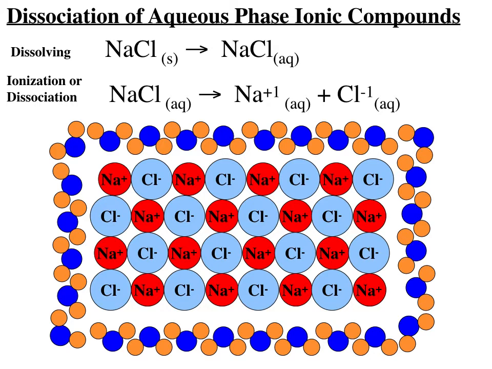Now, this might seem a little surprising to you, but this dissociation or ionization is also a physical change. It is not a chemical change. I've really not altered the Na or Cl from the way it existed in the ionic lattice.